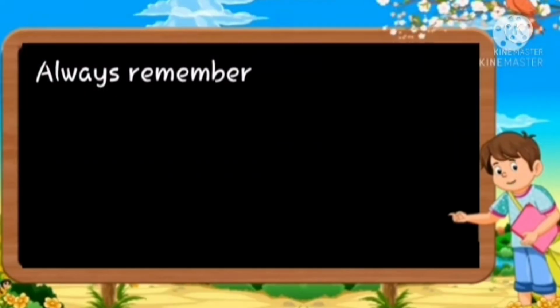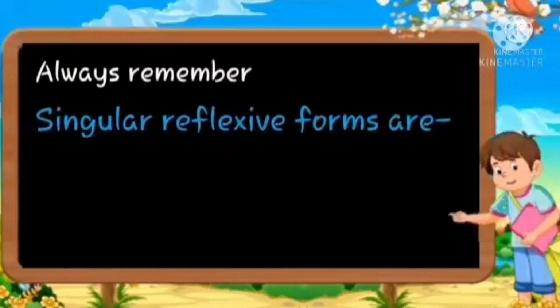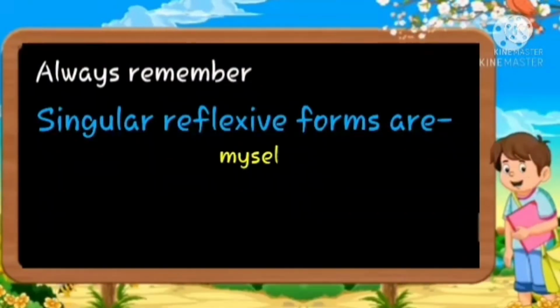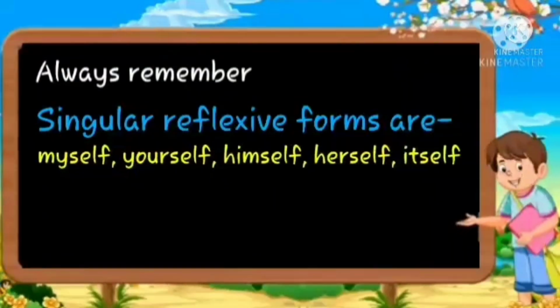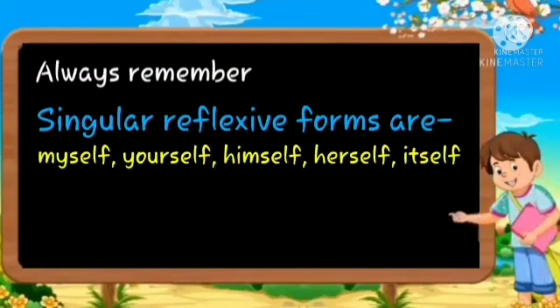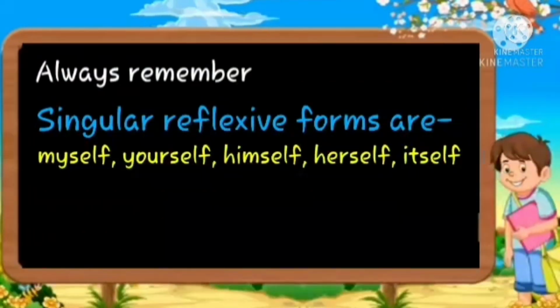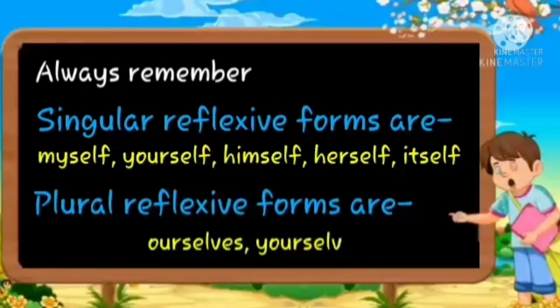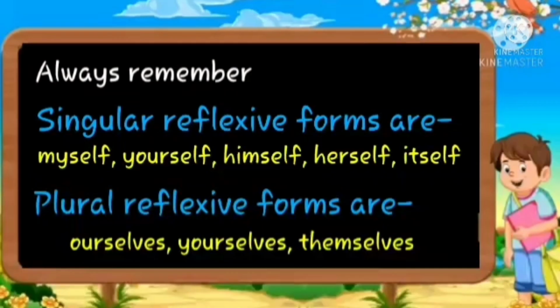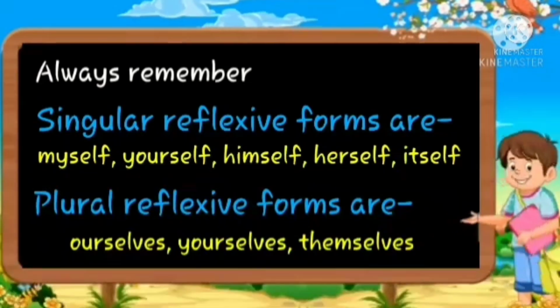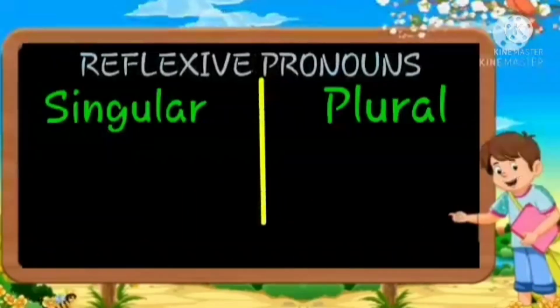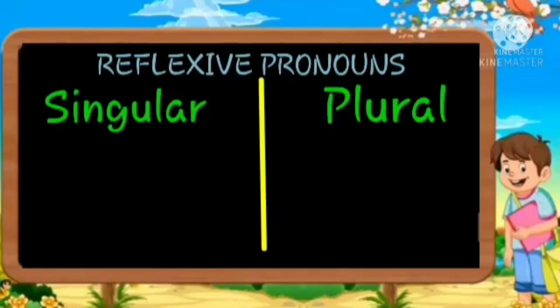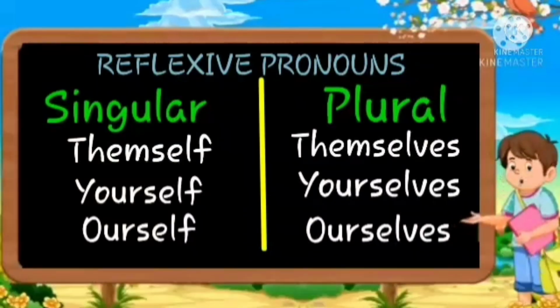Now children, always remember that singular reflexive forms are myself, yourself, himself, herself and itself. Plural reflexive pronouns ourselves, yourselves, themselves. You must have read. Now if we remove F, we put VES for plurals.